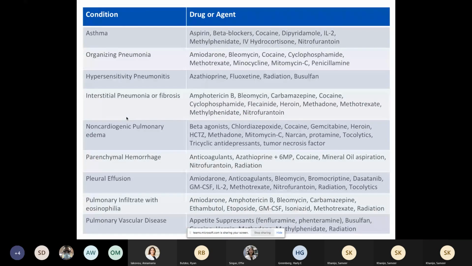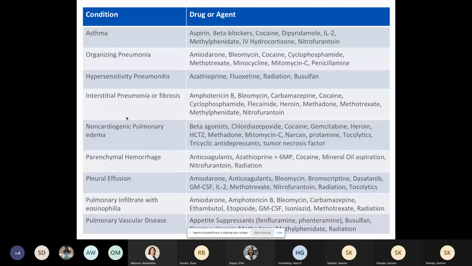This is not something for you to remember, but the Merck Manual has broken it up like this. There are things that cause asthma, which is a little bit separate, but then organizing pneumonias, hypersensitivity pneumonitis, interstitial pneumonias, and fibrosis. There are things that cause non-cardiogenic pulmonary edema, including Narcan or naloxone, which we had talked about, I think, at a radiology conference by Andrew on Monday. Things that cause parenchymal hemorrhage, pleural effusions, pulmonary infiltrates. And you'll see a lot of crossover. There are a lot of medicines that show up in 1, 2, or 3 of these columns because they can cause many different histopathological issues.